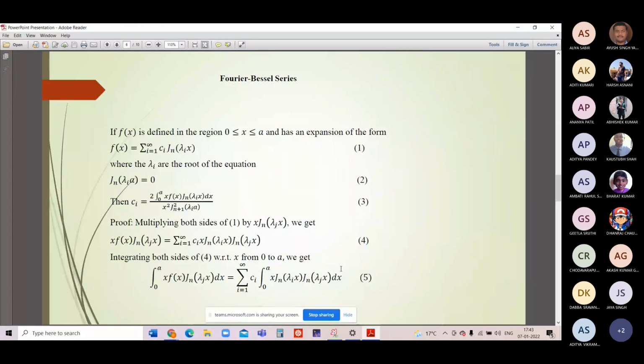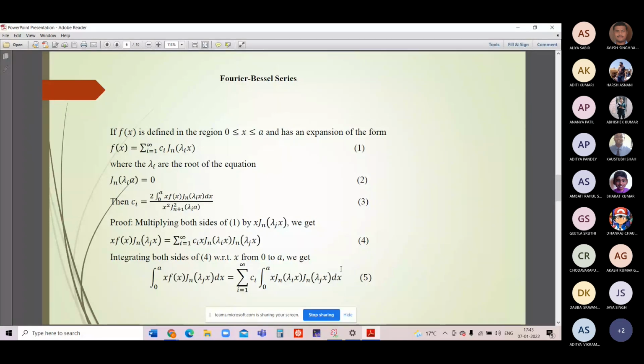Fourier-Bessel series. Just as we wrote the series earlier, we can express a function in terms of Legendre polynomials in the same manner. We can also expand a function in a series of Bessel functions of various order.